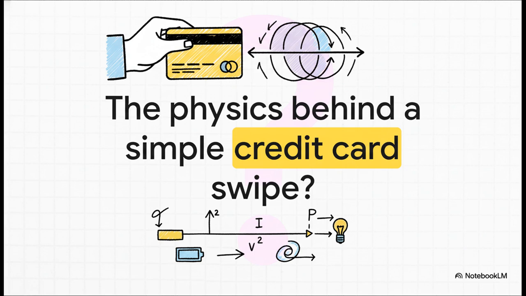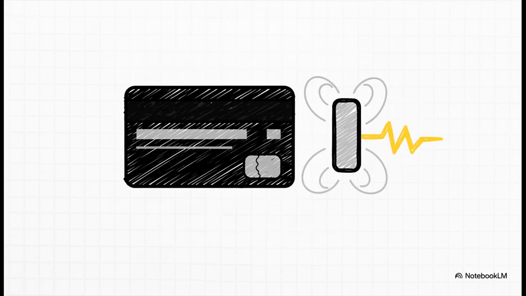I mean, it seems so basic, right? You just swipe a card and the transaction happens. But what's actually going on inside that little reader? You're basically performing a classic physics experiment every single time you buy a coffee. You see, that magnetic strip on your card, that's the whole key. As you move it, that's the conductor, through the magnetic reader head, you are generating a tiny little electrical signal.